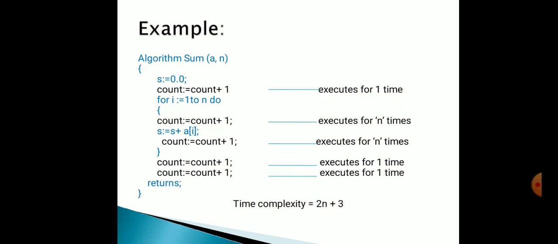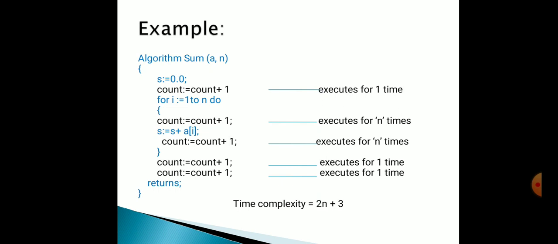So again I updated the count value by 1 after s is equal to s plus a of I. And after closing of the for loop, I incremented the count value by 1 in order to count the failure condition of the for loop. And the return statement is an executable statement, but the count value should not be updated after the return statement, since after the return statement nothing is executed by the system. So the count statement is mentioned prior to the return statement.